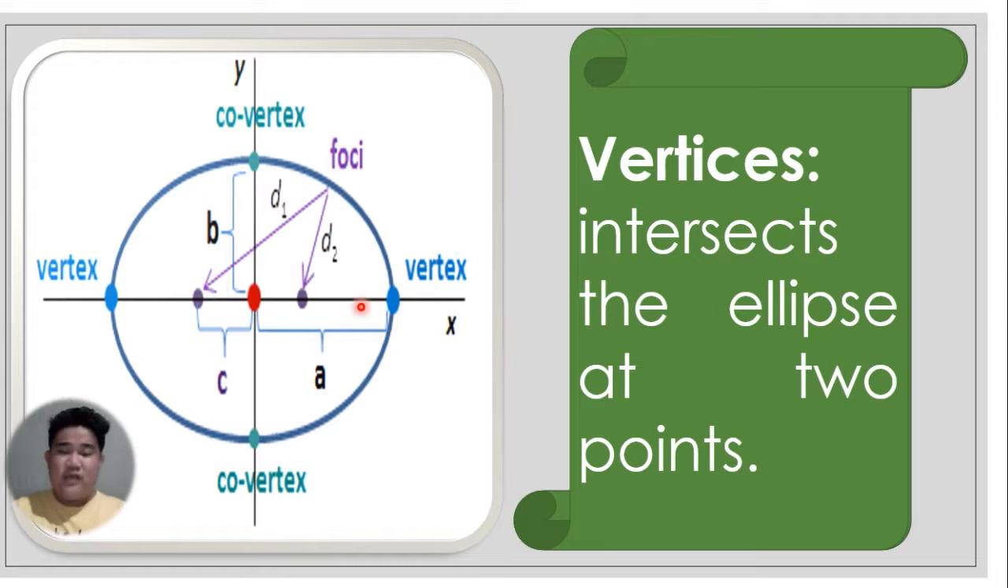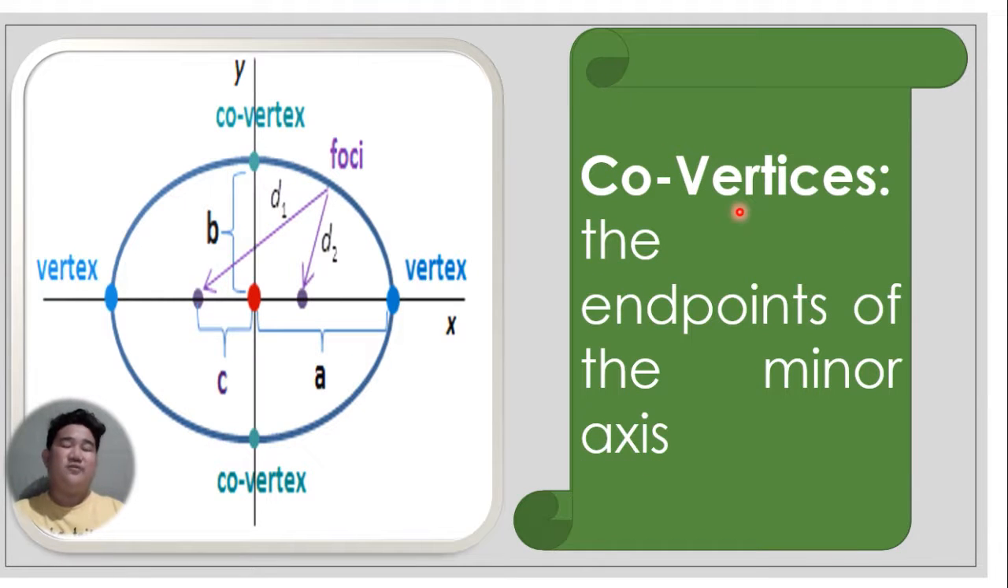Of course, when there are vertices, we also have co-vertices. So it is at this point here. It is now on the y-axis. Later on, we will learn why the co-vertices are here and the vertices are here. So, the distance from the center going to a co-vertex is denoted as b. This is also the center going to another co-vertex, denoted as b. So the length of the co-vertices is now equal to 2b, since b plus b is 2b.